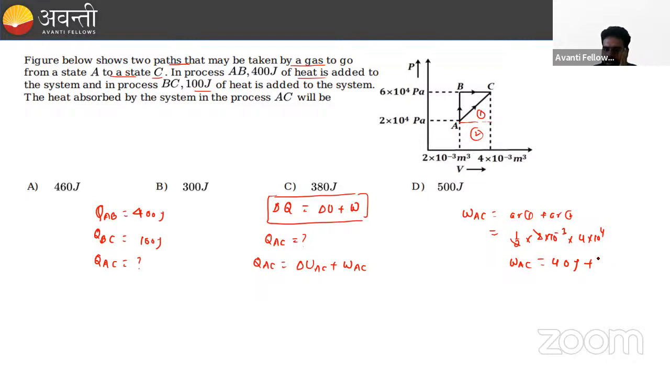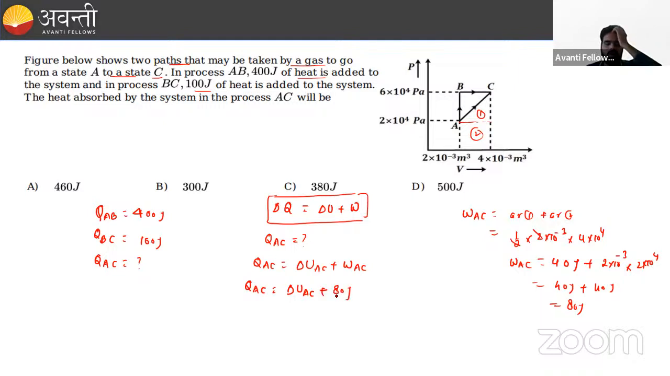That is the rectangle, length into width. So we can see this width will become 4 minus 2, that is 2 into 10 raised to power minus 3, and height 2 into 10 raised to power 4. In this manner, we can say this value will become 40 joule, and this will become here again 40 joule. So this will become 80 joule. If we put this value into QAC, it must be written as internal energy change along the AC and 80 joule.